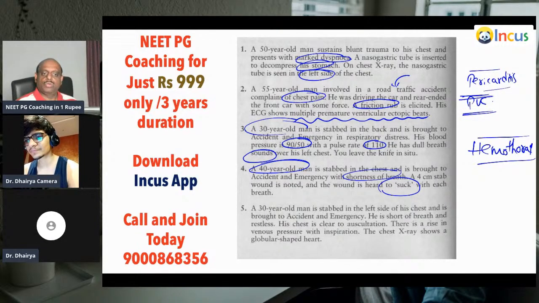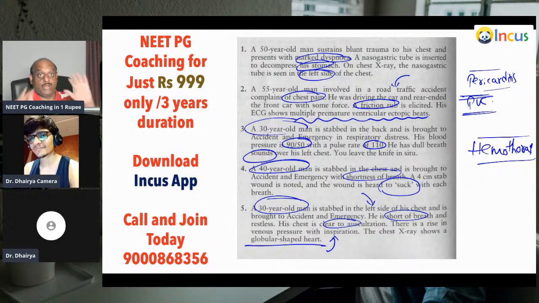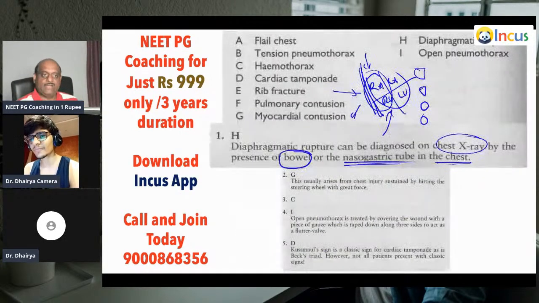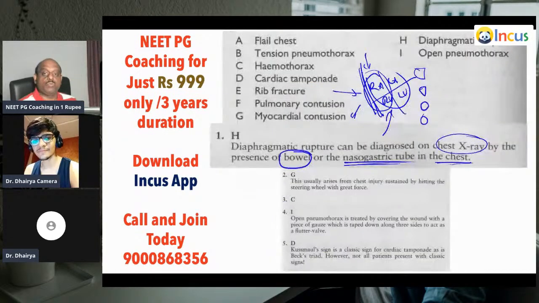Absolutely. So, a 30-year-old man is stabbed in the left side of the chest and he is short of breath, restless, and the chest is clear to auscultation. There's a rise of the venous pressure with inspiration, which is a very important clue: Kussmaul sign. The chest X-ray shows a globular heart. So, what is your diagnosis, doctor? Tamponade. Very good. So, the classical sign of cardiac tamponade is Kussmaul sign.